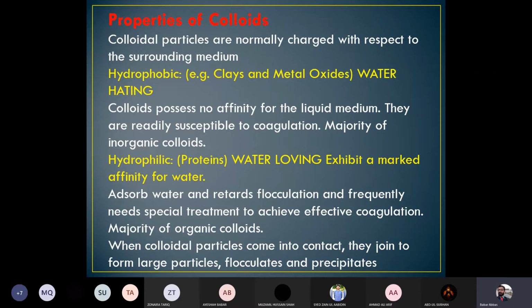Colloids are normally not water loving and are inorganic, and they tend to repel water molecules from themselves. Hydrophilic or proteins, or water loving, exhibit a marked affinity for water, absorb water and retard flocculation, and frequently need special treatment to achieve effective coagulation. Majority of organic colloids, when colloidal particles come into contact, they join to form large particles, flocculate and precipitate.